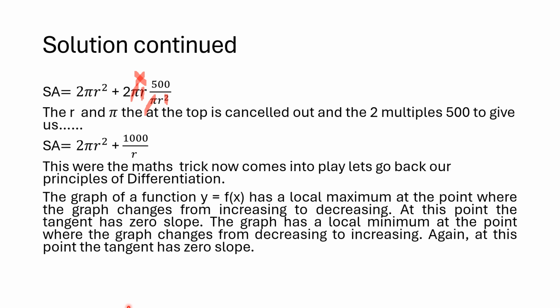Optimization, for example: the graph of a function y = f(x) has a local maximum at the point where the graph changes from increasing to decreasing. I'm going to show this graphically. At this point, the tangent has zero slope, and the graph has a local minimum at the point where the graph changes from decreasing to increasing again. At this point, the tangent also has a slope of 0.